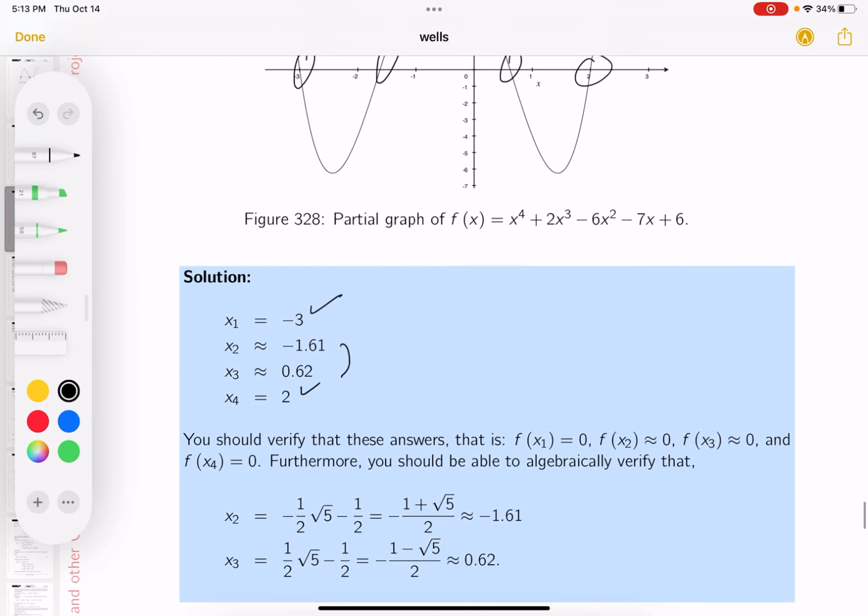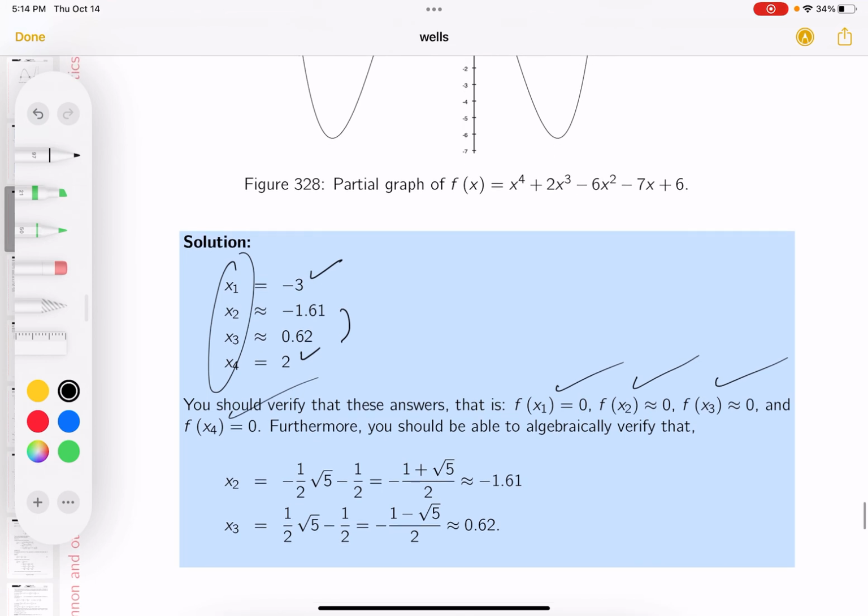What I did, I verified it. I actually verified that f of -3, I write that down over here, that's x1, by the way, was 0. And I verified that f of x2 was approximately 0. So that's not really 0. I verified that f of x3 was approximately 0. And again, you notice I got these labeled x1, x2, x3. And I verified that x4 was 0.